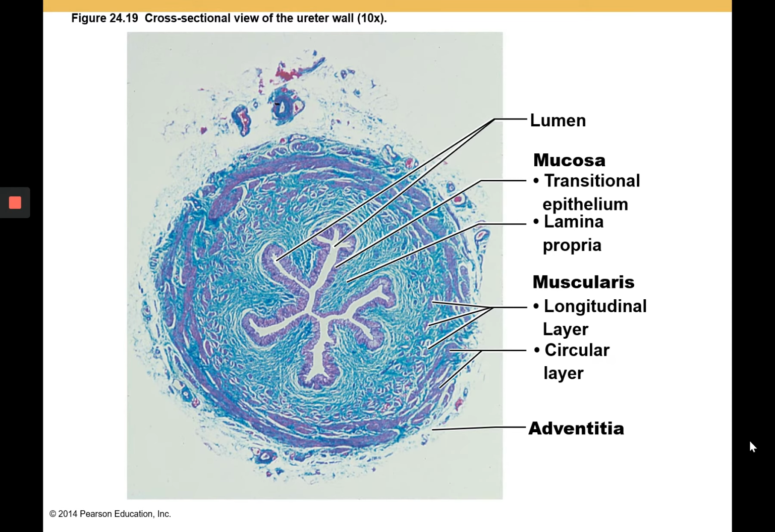So here's a cross-section of the ureter wall. We can see that when there's no urine flowing through the ureter, it folds up, kind of creates something similar to rugae in the stomach, but just not as well developed. But the lumen is folded, and the epithelium is transitional epithelium. It does have a connective lamina propria before we move into the muscularis, and like other organs in the abdominal pelvic cavity, it has a longitudinal and circular layer in its muscularis. The adventitia, again, is going to be fibrous connective tissue. We're calling it an adventitia and not a serosa because this is a retroperitoneal organ, or it sits behind the peritoneum.